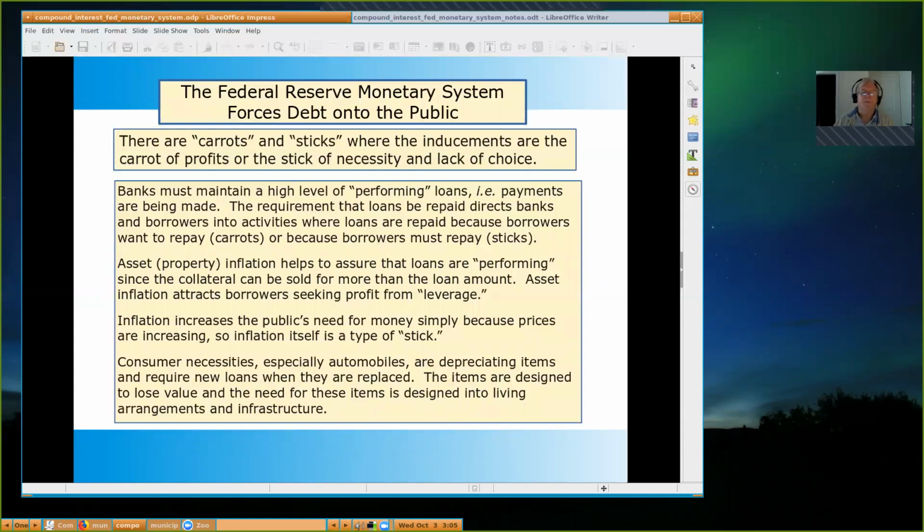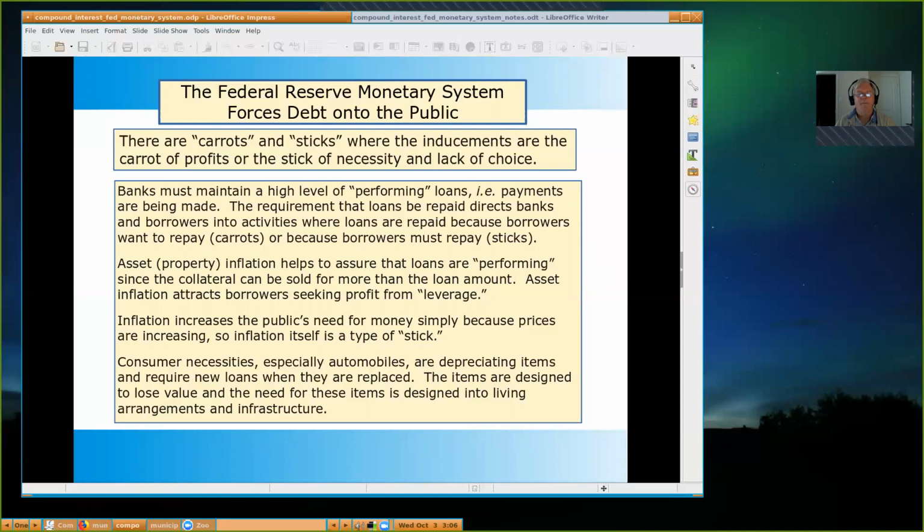Now, to talk about the Federal Reserve money system, one of the points I want to make is that the debt is forced onto the public, and there are 2 basic ways: carrots and sticks. So you have the inducement, or the carrot, and then the stick is necessity and lack of choice. What drives this is that banks have to maintain a high level of performing loans, with payments being made. And one of the things that banks love to do is mortgage and real estate loans.